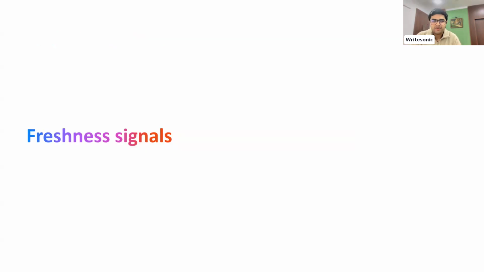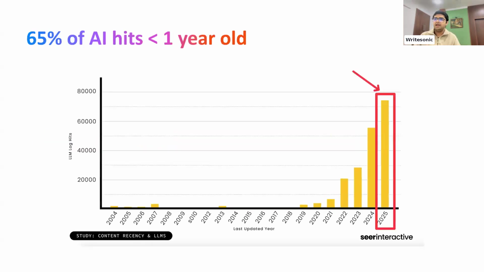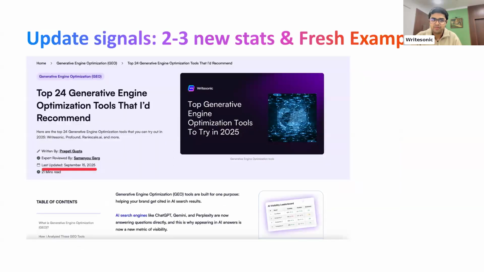And then, of course, we talked about freshness signals. So AI has extreme recency bias. 65% of the AI hits come from pages which are less than 1 year old. So make sure your content is up to date and you're updating it every few months. And that is where you need to also ensure that for your last modified date in your blog, you have a meta field for that, defining when it was last modified. So AI knows when it was last updated.